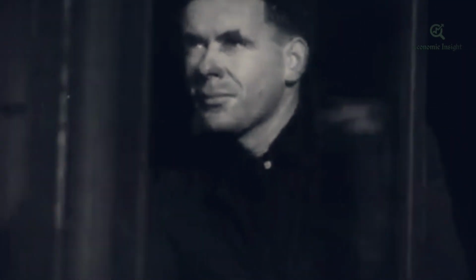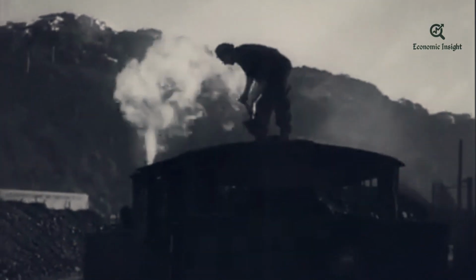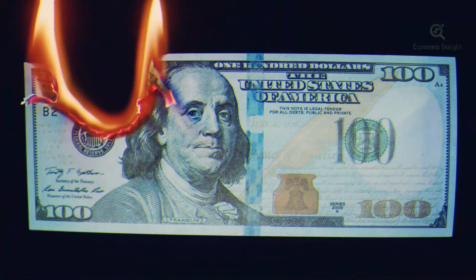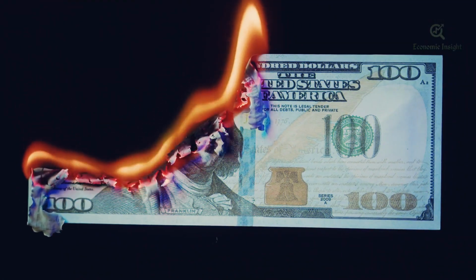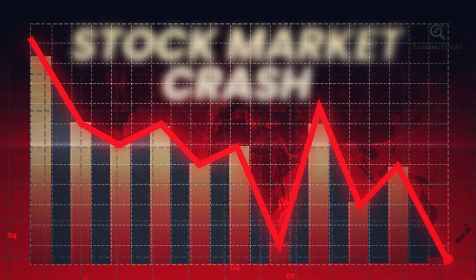In the early 1930s, the stock market crash of 1929 had a severe impact on the economy. Many Americans lost their jobs, and businesses struggled to stay afloat. But what caused the banking crisis? One major factor was the unchecked speculation in the stock market.